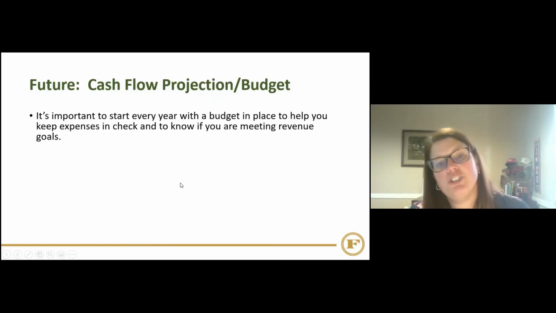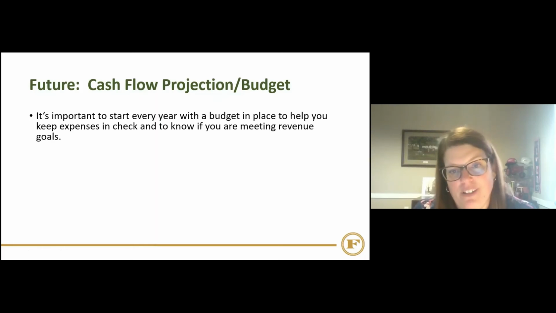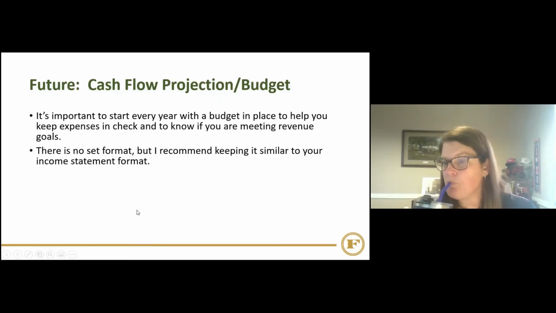It's important to start every year with a budget in place. This cash flow projection or budget will help you keep expenses in check and to know if you are meeting revenue goals to pay off all your expenses.